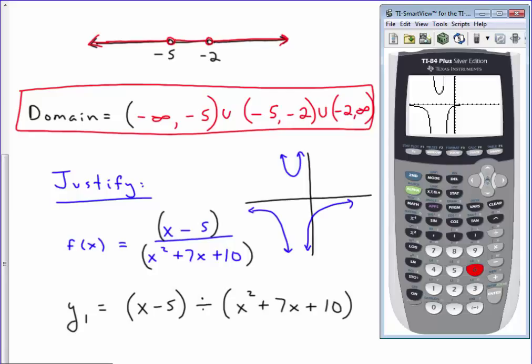Okay, and it turns out this is something that we will learn at a later date. There is what we call a vertical asymptote occurring at -5, which is an imaginary line that your function cannot touch or cross, and the same thing is happening at -2. There is a vertical asymptote that your graph cannot touch, cannot cross, and that's the reason that the two values, -5 and -2, are left out.